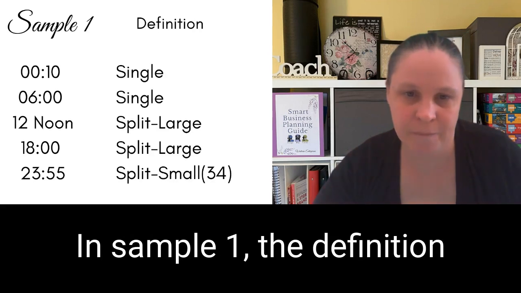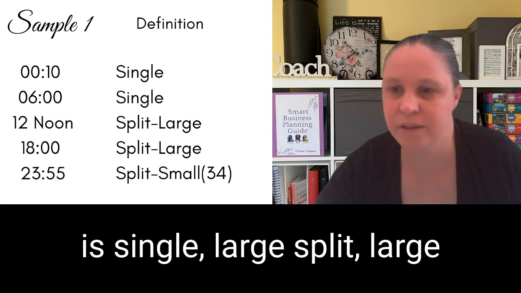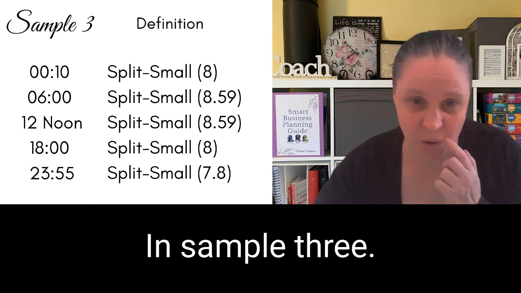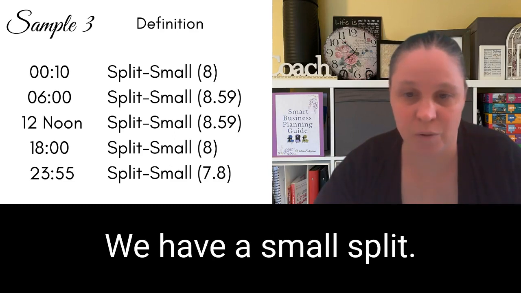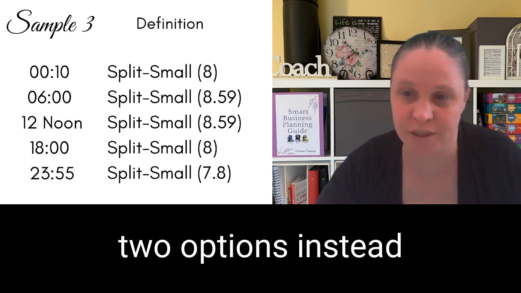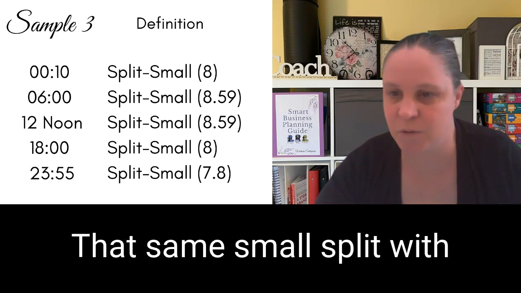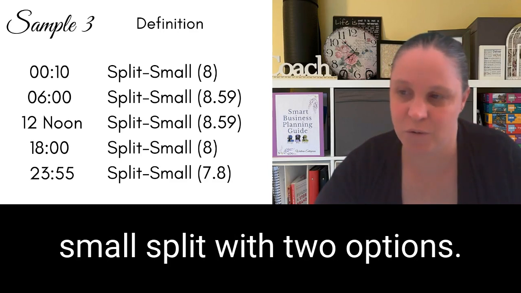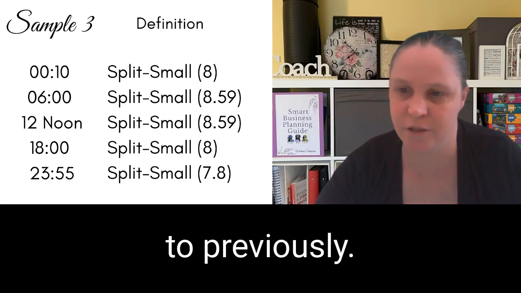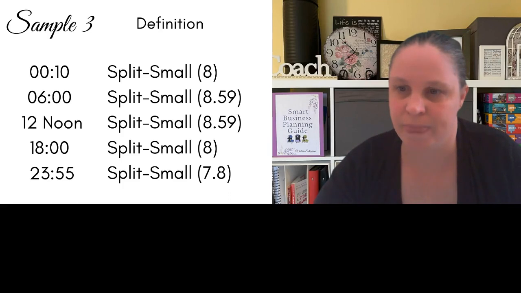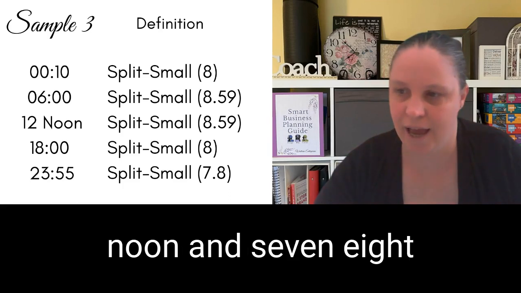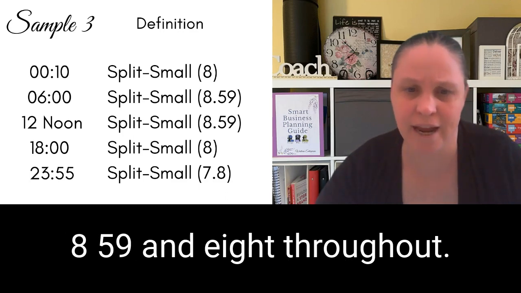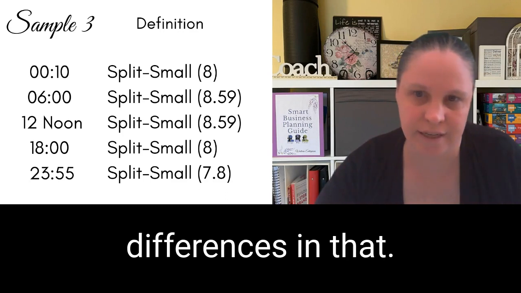In sample 1, the definition is single, single, large split, and then small split. In sample 3, we have a small split, but with 2 options instead of just the 1. That same small split with 2 options, back to a single small split with 1 option, and then a small split with 2 options again, different to previously. So we've got 8-59 at, that must be 12 noon, and 7-8 at almost midnight. And then we've got 8 and 8-59 and 8 throughout. So again, we're seeing differences in that.